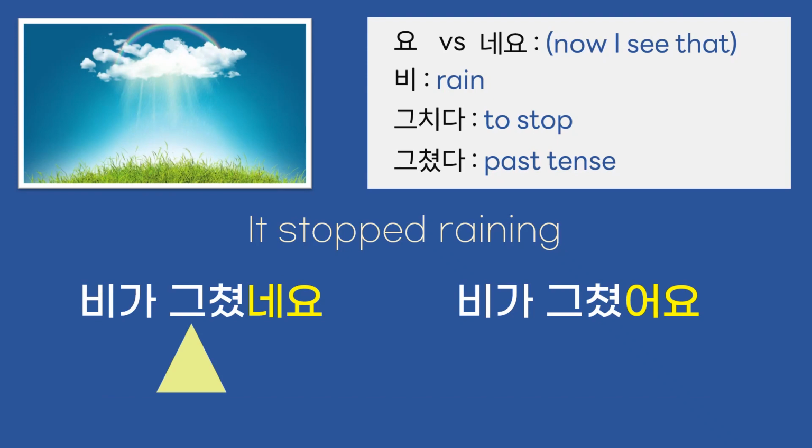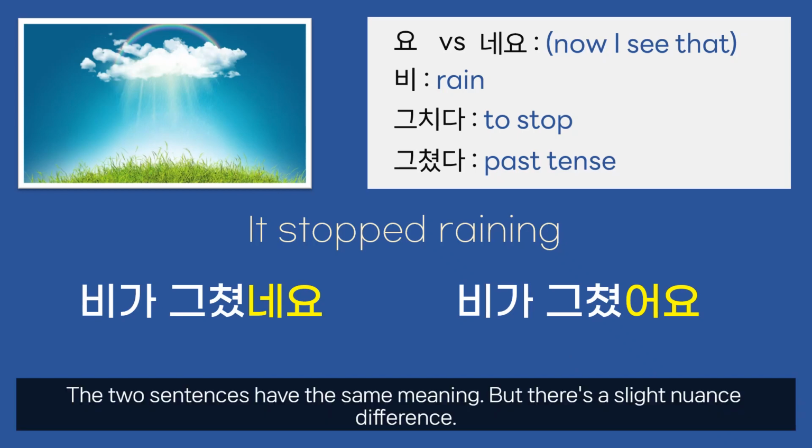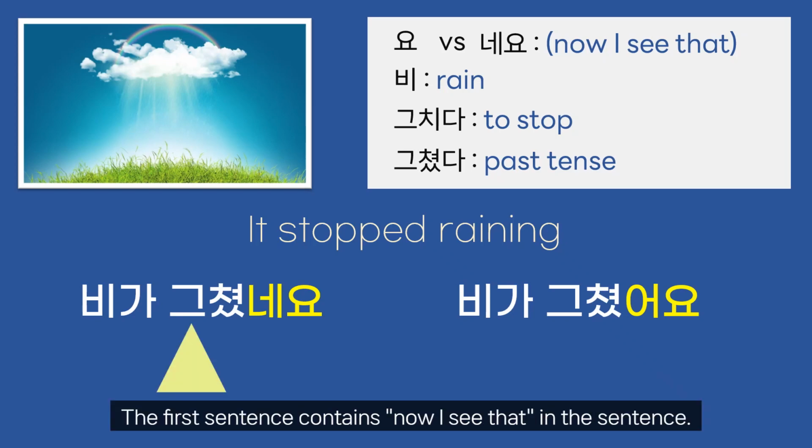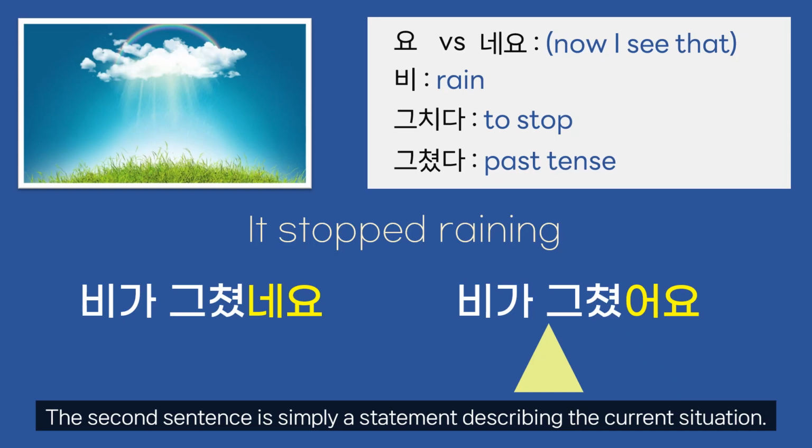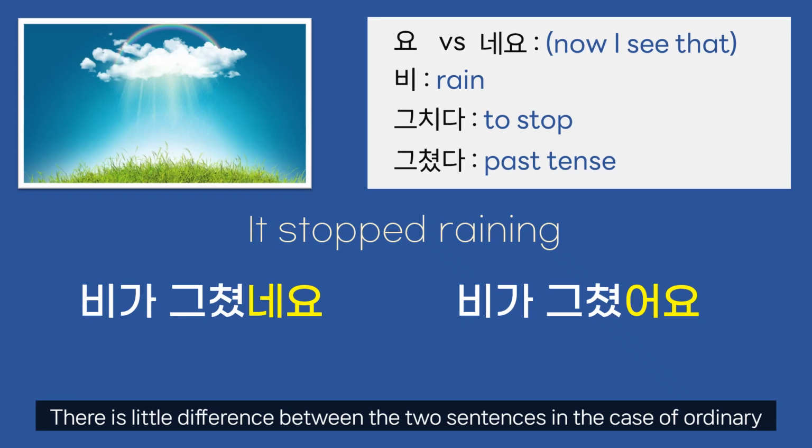The rain has stopped. The two sentences have the same meaning. But there's a slight nuance difference. The first sentence contains "now I see that" in the sentence. The second sentence is simply a statement describing the current situation. There is little difference between the two sentences in the case of ordinary objects or life, not people.